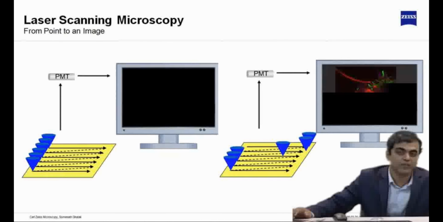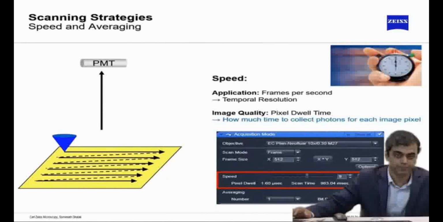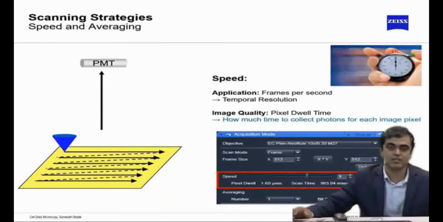But the trade-off is that there should be XY pixel alignment, and it always has to be checked that your XY pixel alignment is perfect, because it is being done at a faster rate. Now, regarding speed and averaging: if the signal to noise ratio is poor and your signal intensity is very low, but you still want a good image, then you can always use averaging.